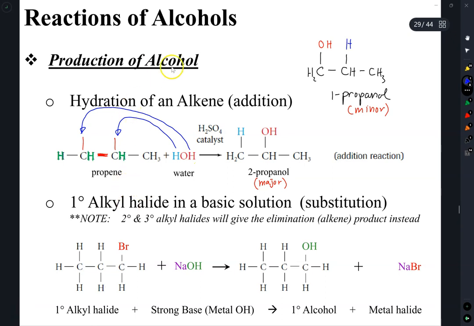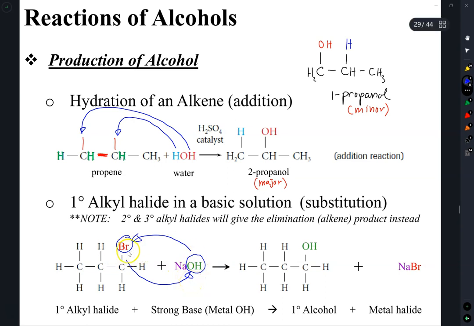So we've now seen how alcohols can be created from alkenes, but they can also be produced from alkylhalides. This would be a substitution reaction where the OH and the Br switch places to produce an alcohol and a metal halide. So you must react your alkylhalide with a strong base. Typically sodium hydroxide is used.